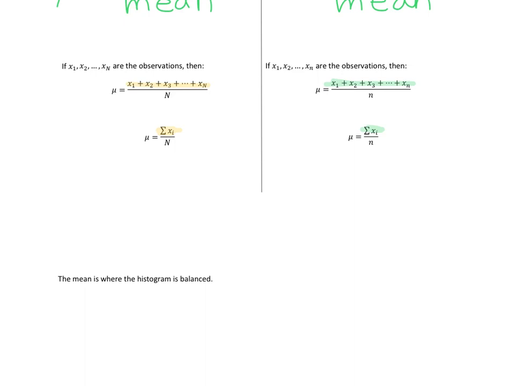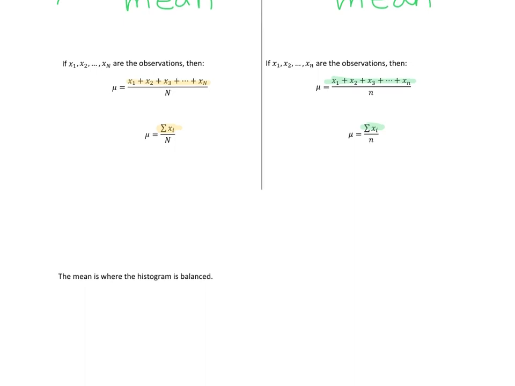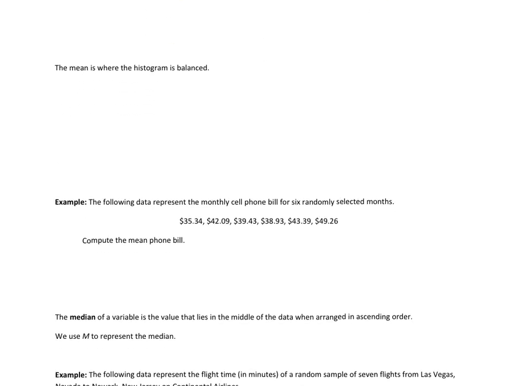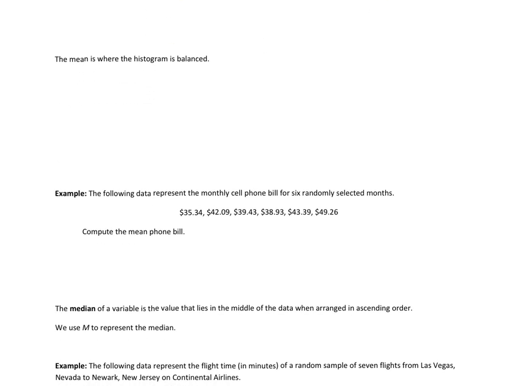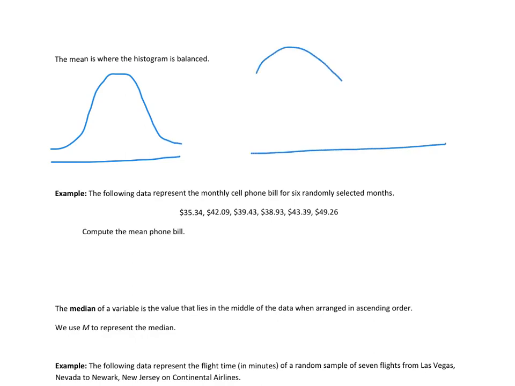Okay, so let's talk about what the mean represents. Physically, the mean is where the histogram is balanced. So I'm going to draw a curve instead of all of our histogram bars. Let's say we had a bell-shaped histogram, and then let's say we had a skewed right histogram, something like that. Okay, so we can imagine the bars instead of the curves. So if we were to balance something that's symmetrical, where does something symmetrical balance? Right down the middle.